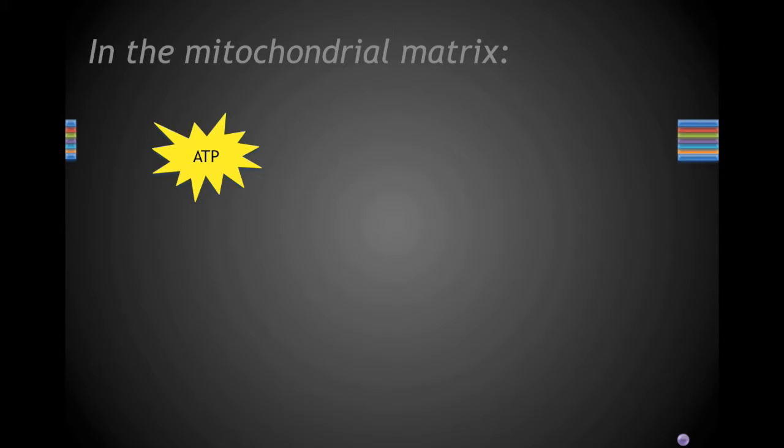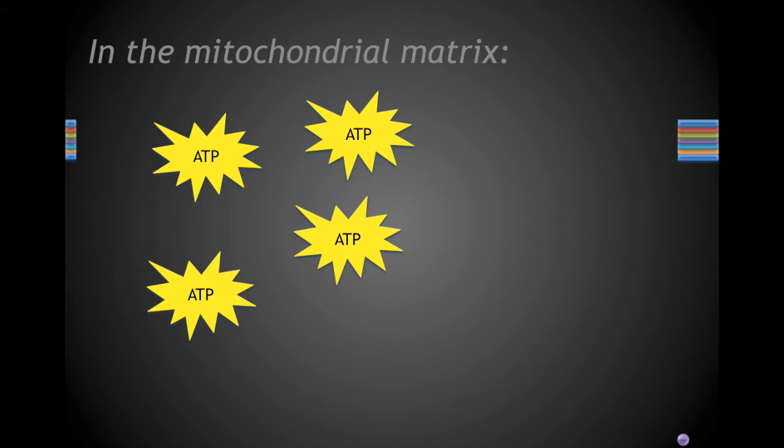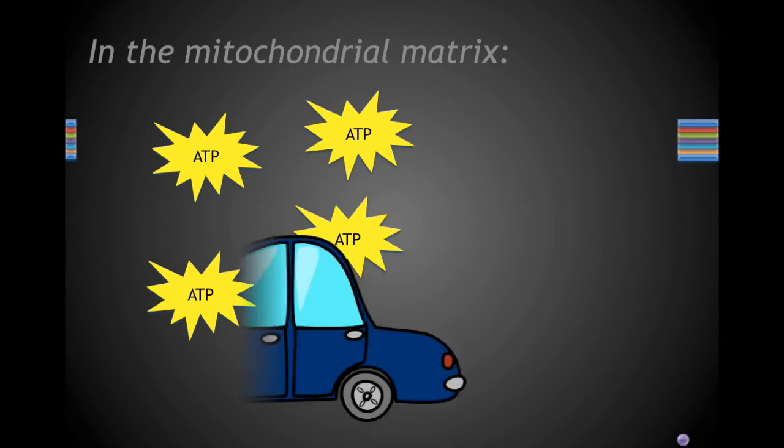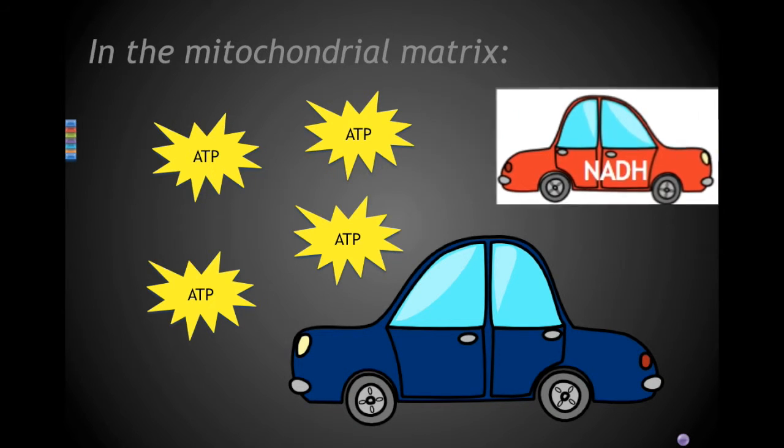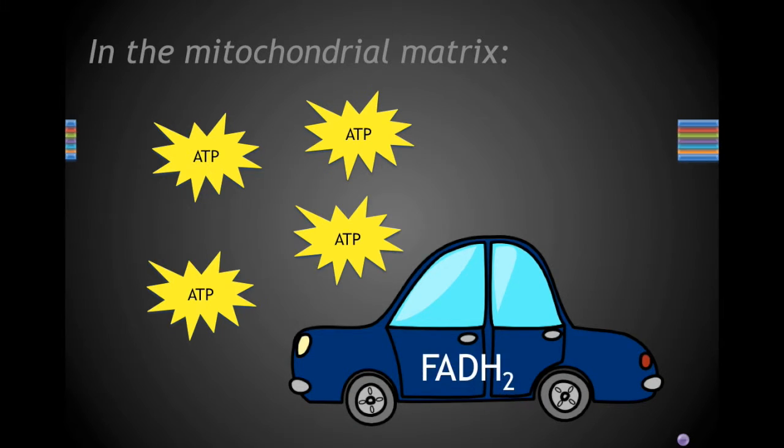Inside the mitochondrial matrix is where most of the ATP is synthesized. Here, more NADH molecules are also synthesized from the oxidation of glucose derivatives. Additionally, another energy carrier called FADH2 is generated. These molecules also carry electrons from the glucose derivatives into the next and final steps of cellular respiration, the electron transport chain.